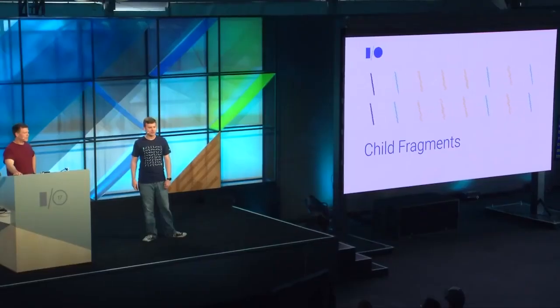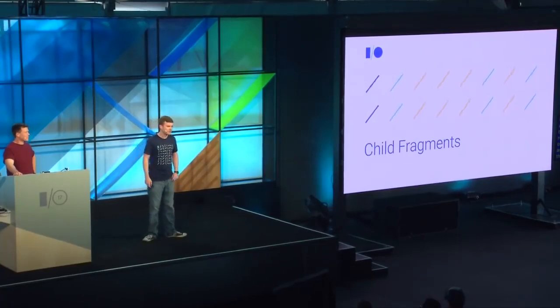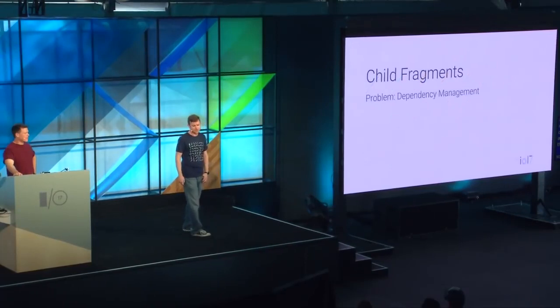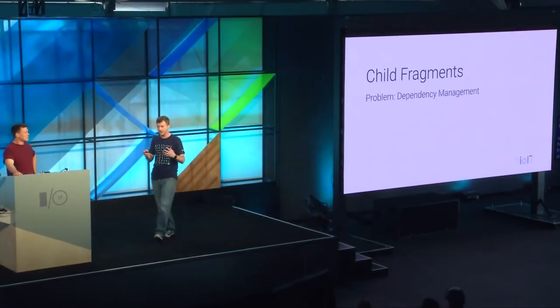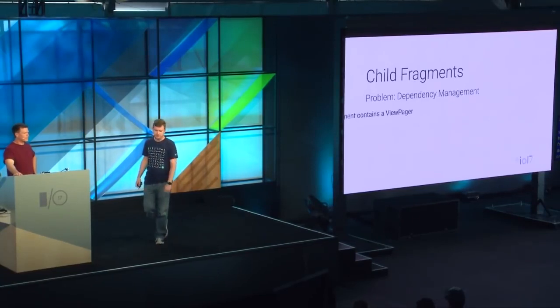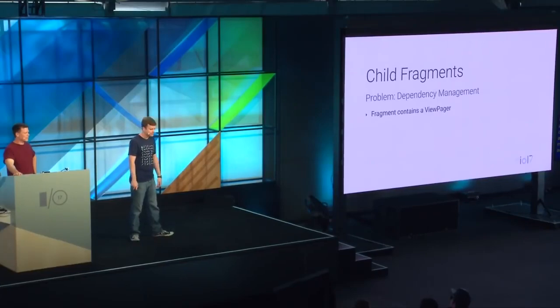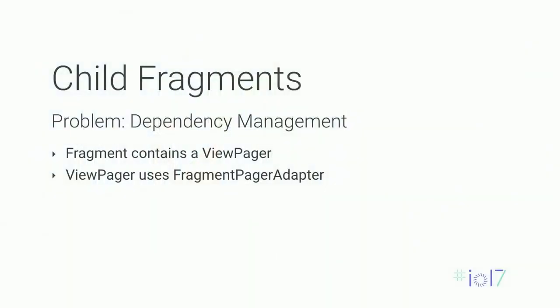So child fragments are something that bit a lot of people really hard a few years ago because, frankly, we had a lot of bugs around them. And they were created to solve a particular problem, and that was dependency management within a particular activity. So consider this case. You've got a fragment that has a view pager. Pretty common, right? The view pager uses a fragment pager adapter because that's a pretty easy way to use a view pager.